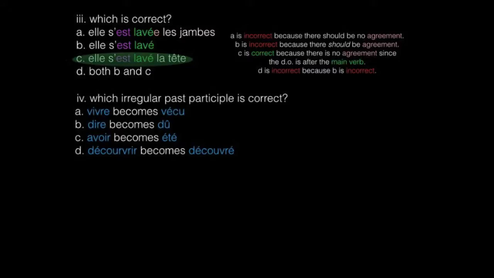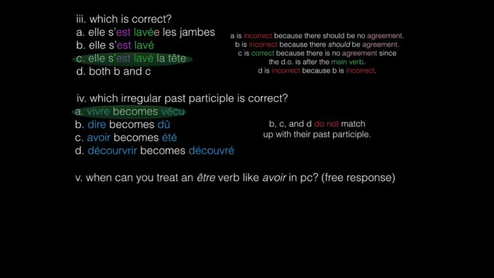Question 4. Which irregular past participle matches up? A. Vivre becomes vécu. B. Dire becomes du. C. Avoir becomes été. And D. Découvrir becomes découvré. The answer is A. B, C, and D do not match up with their past participle. Only A is correct.